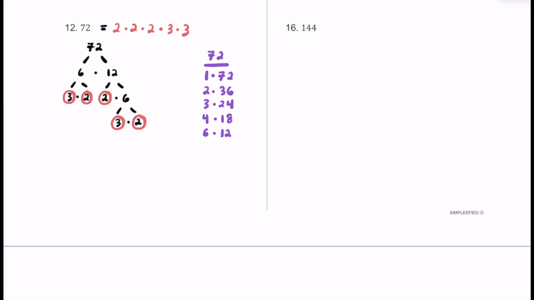What about 7? Nope. What about 8? I do see an 8 because 2 times 2 is 4 times 2, that's 8. And then 3 times 3 is 9. So that means 8 times 9 is 72. So 72 here is going to have these 12 factors.